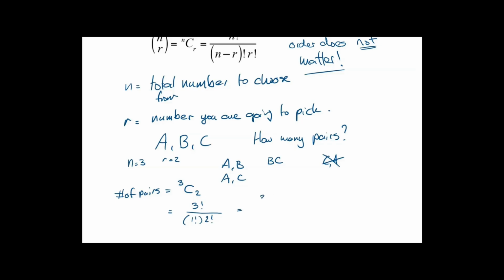So 3 factorial is 3 times 2 times 1, divided by 1 times 2 times 1. And 3 times 2 times 1 is, of course, 6. And 1 times 2 times 1 is 2, which gives 3. So there are 3 possible pairs, and that's exactly what we did when we did it by hand.